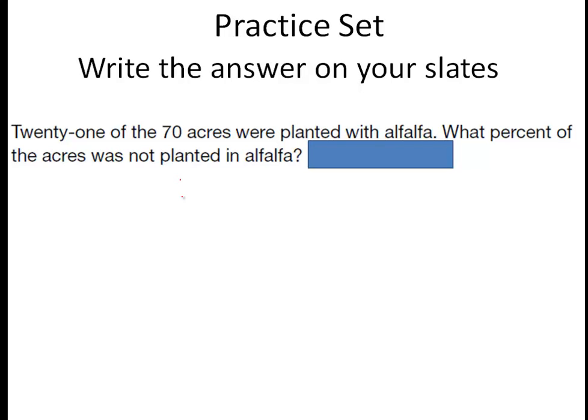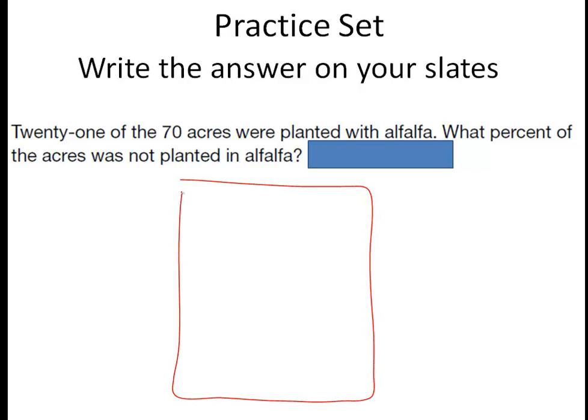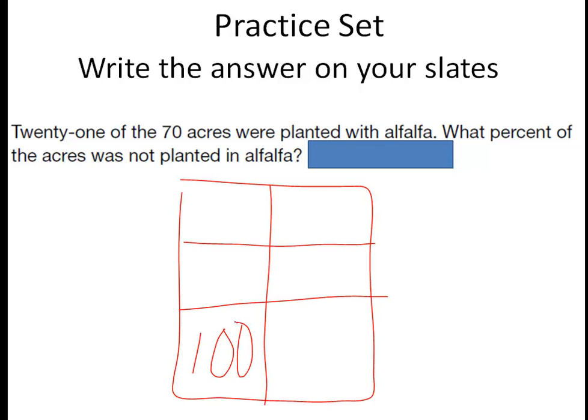Okay, you should have drawn a box just like that. You should have put 100% down here. You should have said 21 of 70 acres. So I know I got 70 acres total. 21 of them had alfalfa. All right. And then it wants to know what percentage did not plant alfalfa. So it wants to know this right here is your question. But we're going to figure all of them.